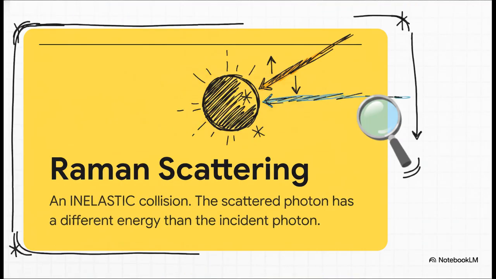But, and this is the discovery that changed everything, Sir C.V. Raman found the exception. In about 1 out of every 10 million of these collisions, something different happens. The collision is inelastic. The photon hits the molecule, and when it bounces off, its energy has changed. It's either got a little bit more or a little bit less than it started with. And this super rare special event is what we call Raman scattering.